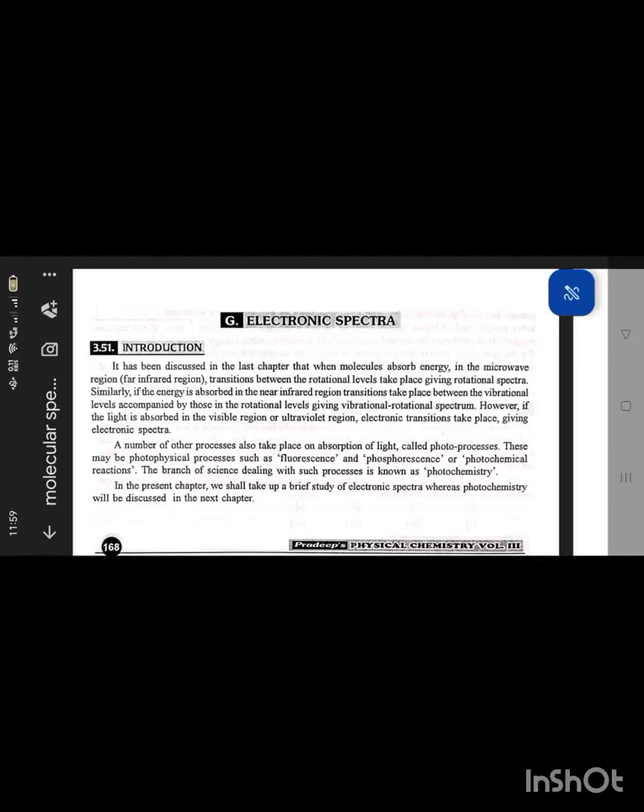A number of other processes also take place on absorption of light, called photoprocesses. These may be photophysical processes such as fluorescence and phosphorescence, or photochemical reactions. The branch of science dealing with such processes is known as photochemistry. In the present chapter, we shall take up a brief study of electronic spectra, whereas photochemistry will be discussed in the next chapter.